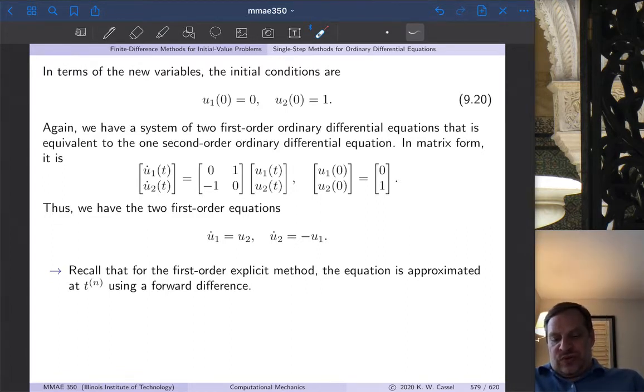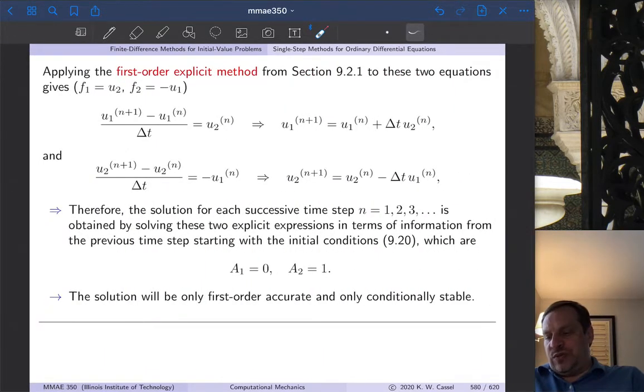Okay, so in the first order explicit method, we approximate the equation at the old time step tn, and we do that using a forward difference. So in the first order explicit method, we've already done all the hard work. Now we're just applying the same equations, but now to two equations instead of one.